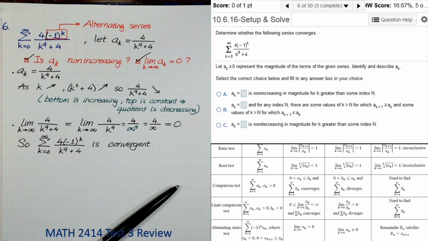Right. So h of k is non-increasing as the index k grows. It has to be non-increasing; non-decreasing doesn't work. So this works for every value of k.